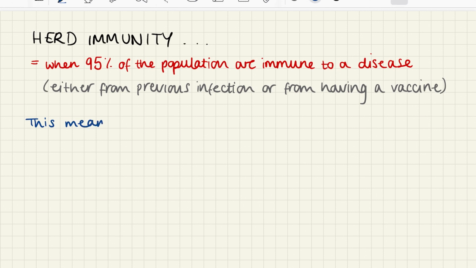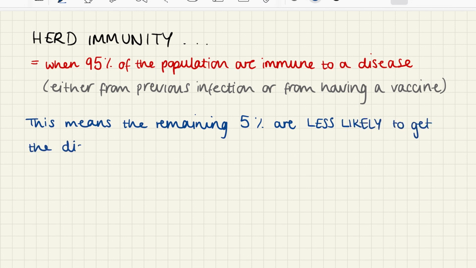And that does mean that the remaining 5% of people who haven't been vaccinated, perhaps because they're allergic to the vaccine or something and they can't, these people are also less likely to get the disease. But you must be very careful. Spread is not prevented. The disease can still be spread to this 5%. It's just less likely that they'll be infected.